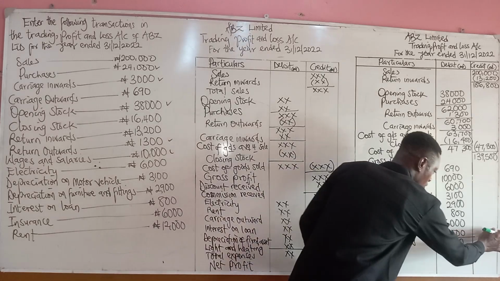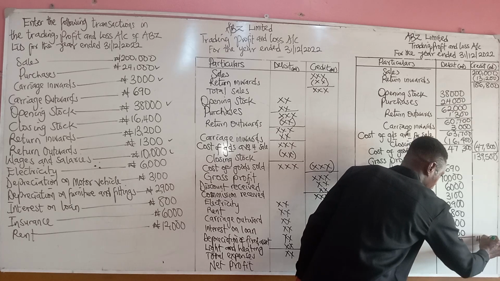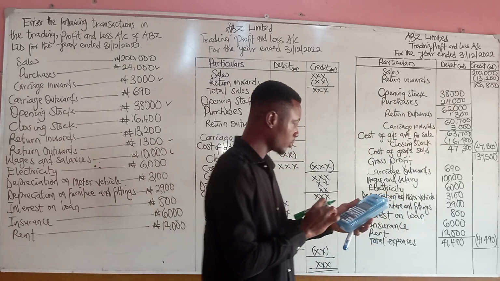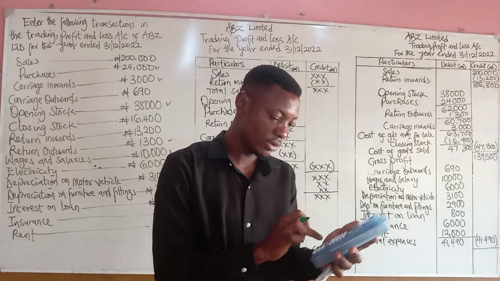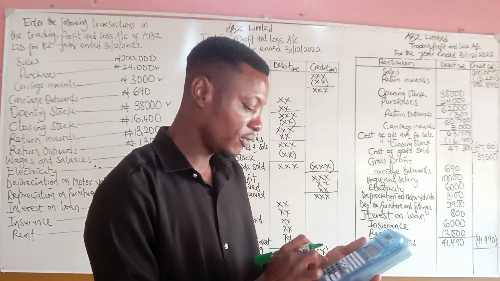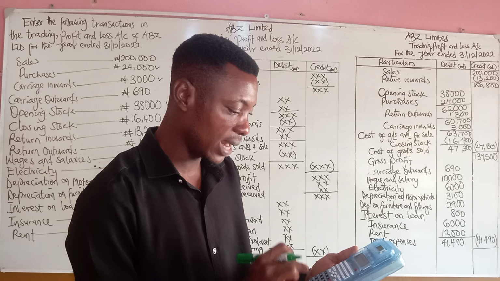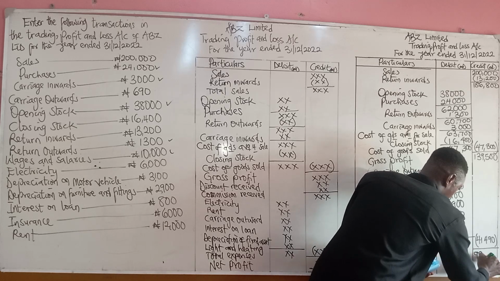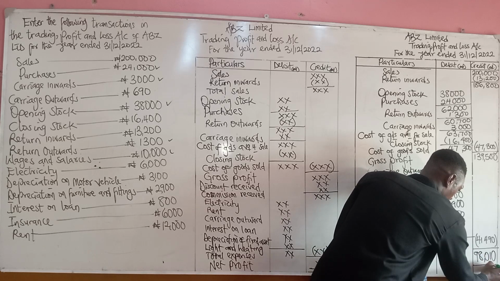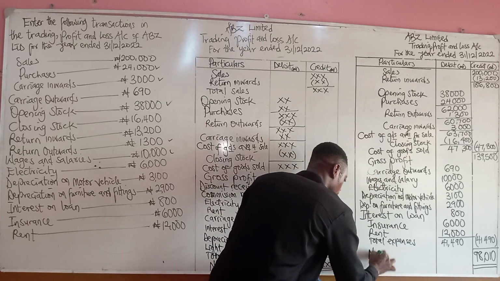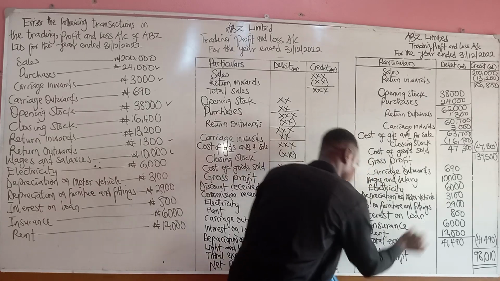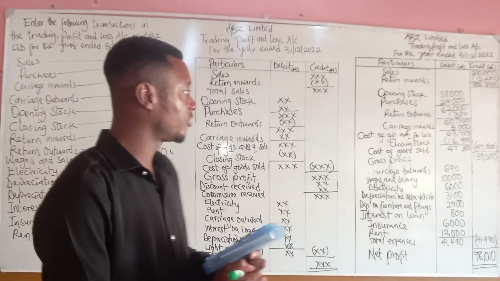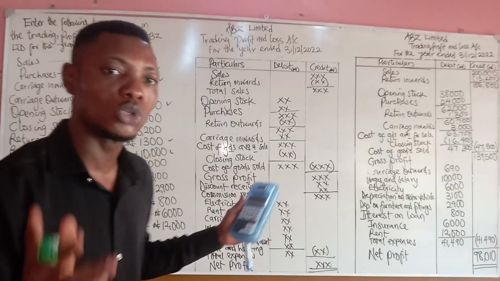Okay? Now bring it over to this side. 41,490. We subtract it from our gross profit. When we subtract, we have 139,500 minus 41,490. That will give me 98,010 naira. So this is my net profit. This is my net profit, bringing me to the end of my trading profit and loss account. Always remember to close with two lines.